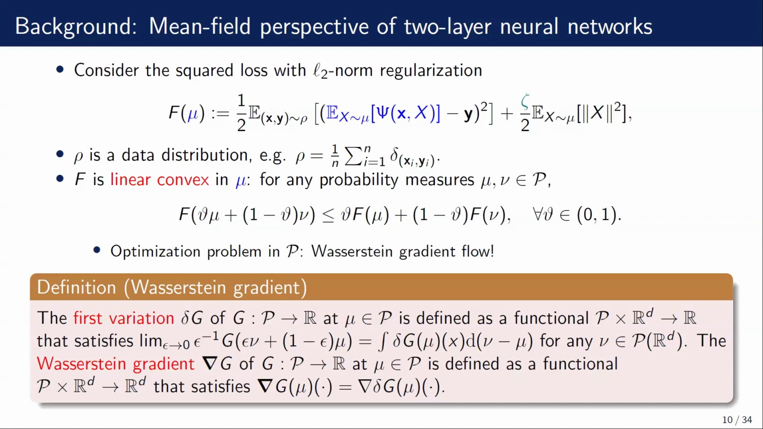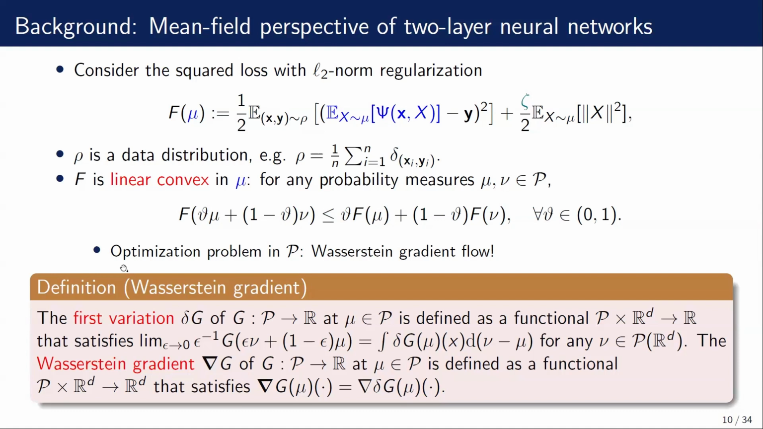So with this convexity in mind, we can consider an optimization problem in the space of probability measures. We're now doing optimization with respect to the measures rather than with respect to single hidden layer neurons anymore. So we can utilize this convexity to prove convergence.